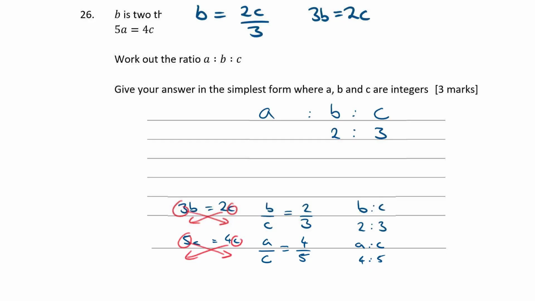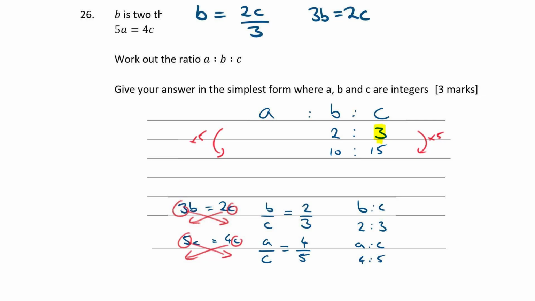Now we want to get a ratio of all of these together. So can we find a common multiple? I need to find a common multiple of this number here I already found and this one. So 3 and 5. If I make it 15, so taking this 2 to 3 ratio and multiplying it up by a scale factor of 5, so that and that by 5 as well, that is going to give me 10 to 15 as the ratio of b to c.